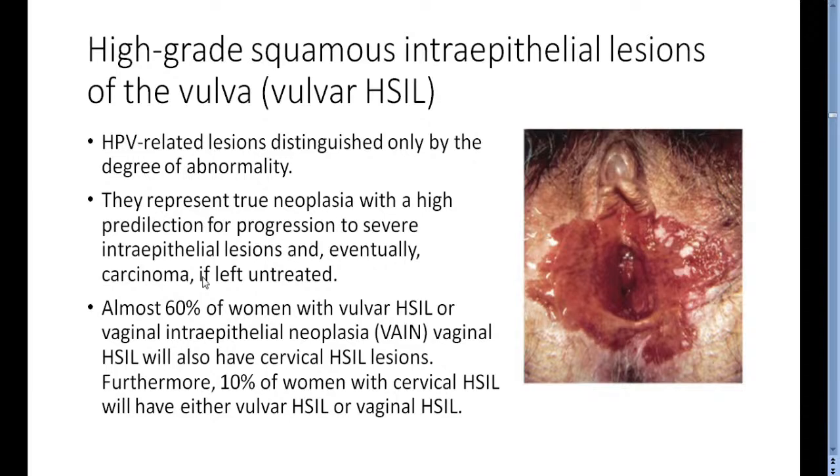high-grade SIL. Almost 60% of women with vulvar SIL or vaginal intraepithelial neoplasia, which we call VAIN, also have cervical HSIL lesions. So all is very related in this part of the body. Furthermore, 10% of women with cervical high-grade intraepithelial lesions have either vulvar HSIL or vaginal HSIL. So these are very common findings in the vulva, vagina, and even cervix.